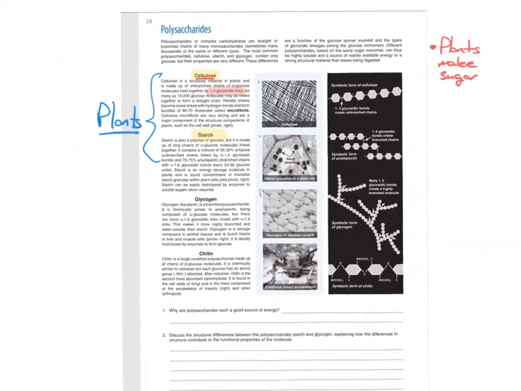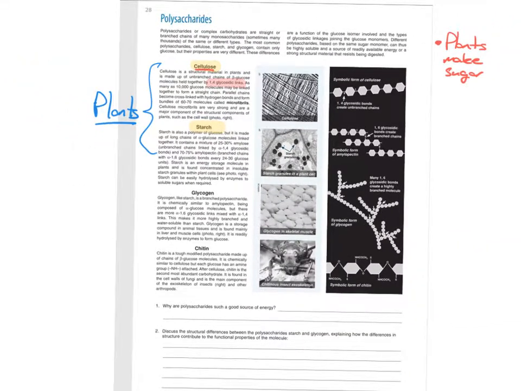All right, so cellulose and starch are the two plant forms of polysaccharides. Animals can form something called glycogen. Humans store sugar as well. We store it in our liver. Other animals store it in different ways. But animals store glycogen. So plants store starch.